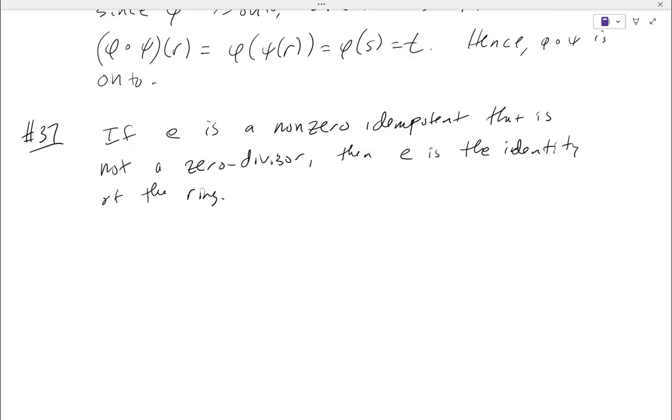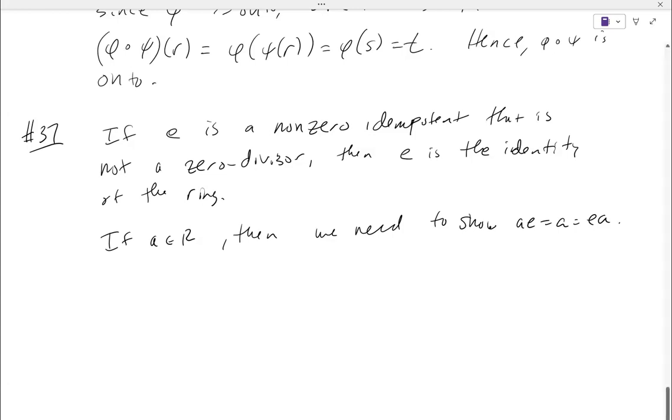So as far as the proof goes, if A is an element of the ring, I'll say the ring is R, then we need to show that AE is A, and so is EA. That's what it needs to be, the identity, right? No matter what element I have in the ring, if I multiply it by the identity, I get that same element back again.